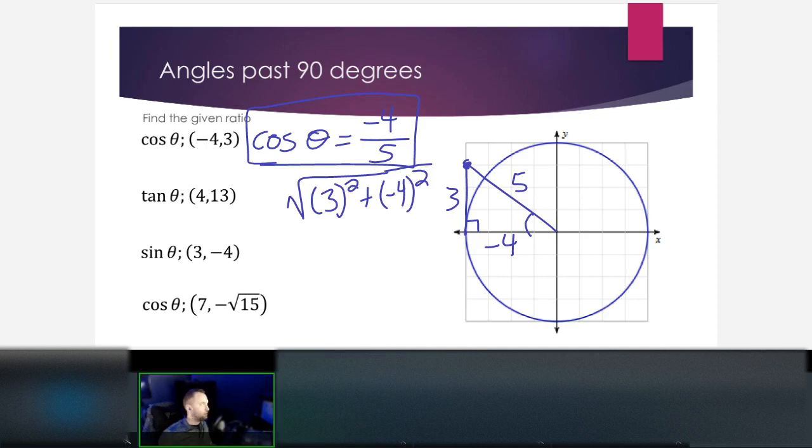All right, we good on the first one here? So let's recap this problem. Remember, cosine is equal to your x value divided by the radius. The x value is -4 because that's given. And the radius we actually had to calculate by using the Pythagorean theorem.